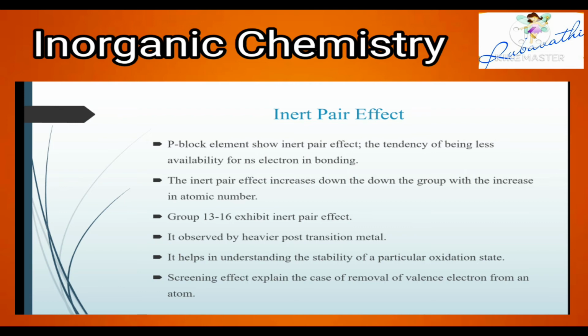Heavier means the presence of d or d and f orbitals in heavier elements, starting from the third period onwards. Post-transition metals are a group of elements in the periodic table located to the right of the transition metals and to the left of the metalloids. They are also called poor metals. For example, gallium, indium, thallium, lead, bismuth.